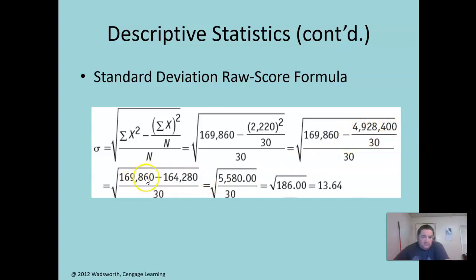Over here, 4.9 million divided by 30 equals 164,280. So 169,860 minus 164,280, divided by 30. The subtraction there is 5,580 divided by 30 equals 186. The square root of that is 13.64. So that is the standard deviation raw score formula.